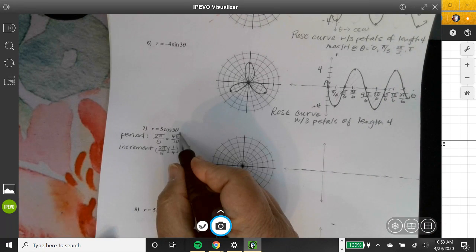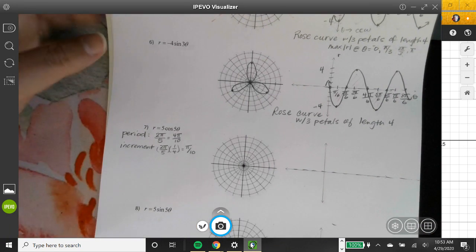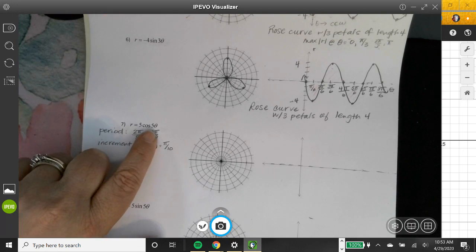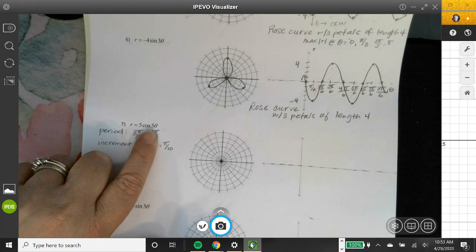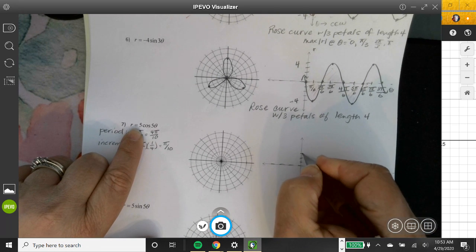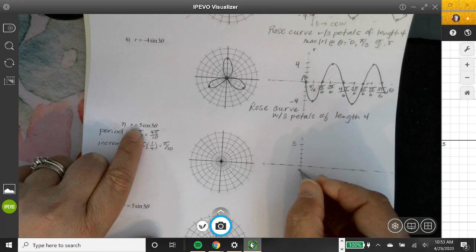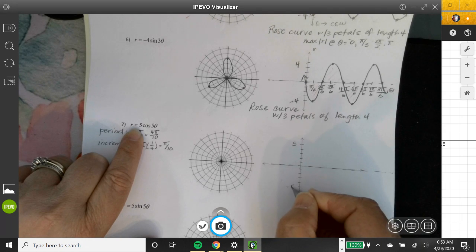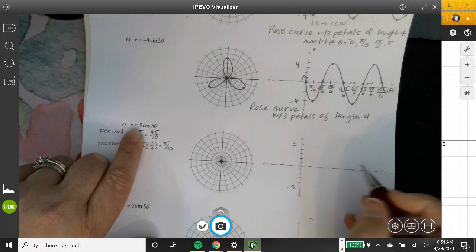Now, how many petals are we foreshadowing that we're going to have here? We're going to have, I heard it, 5 petals. Okay, and my amplitude here is 5. 1, 2, 3, 4, 5. 1, 2, 3, 4, 5, -5 here. And then I've got to label my curve.